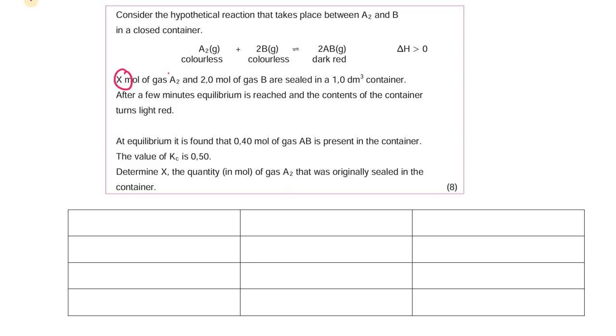So X mole of gas A2 and 2 mole of gas B are sealed in the container. You are given the volume of the container. After a few minutes, equilibrium is reached. The contents of the container turn light red, because a lot is going on. These are forming that dark red, and then this dark red is forming colorless. So now you end up with just a light red in the container there. So at equilibrium, it is found that this is what you have of AB, and the value of Kc is that. Determine X, the quantity in mole of gas A2 that was originally sealed in the container.